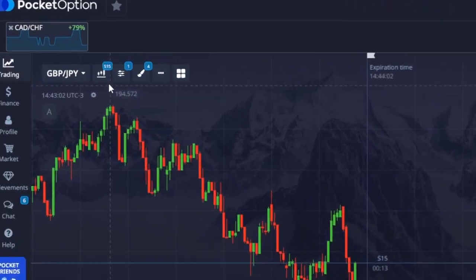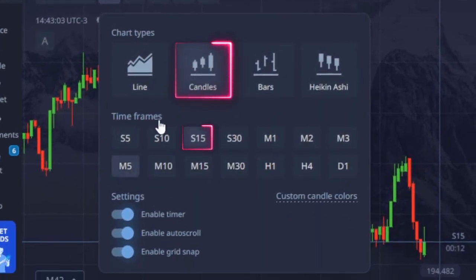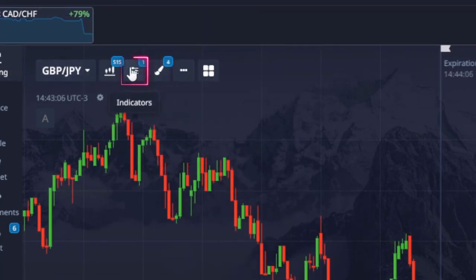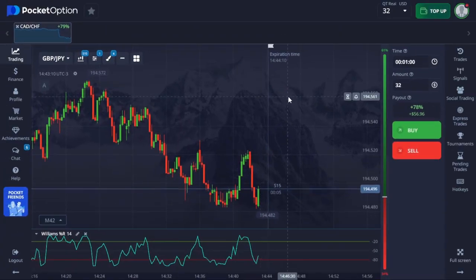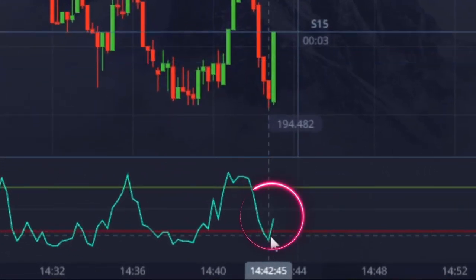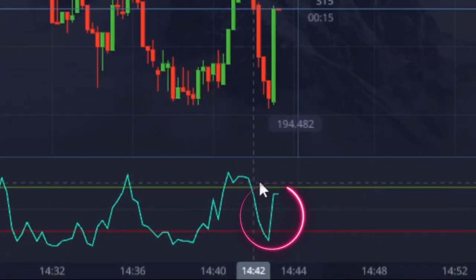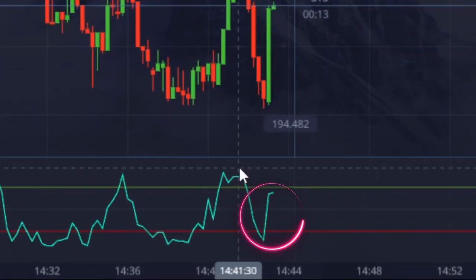As I said, the time is 15 seconds. Classic candles, time frame 15 seconds. Okay, Williams right here. All right, and let's configure that. So we got this 14 period. We got that. All right.